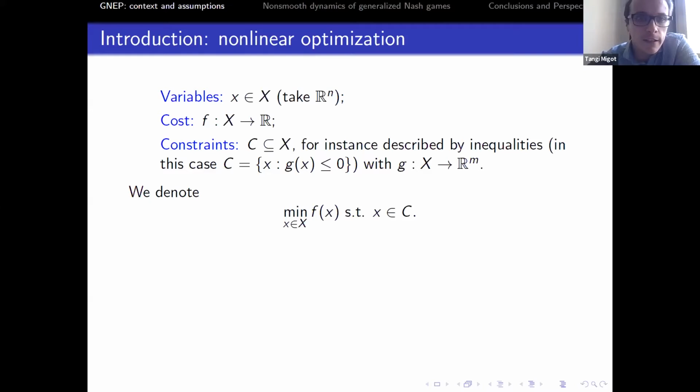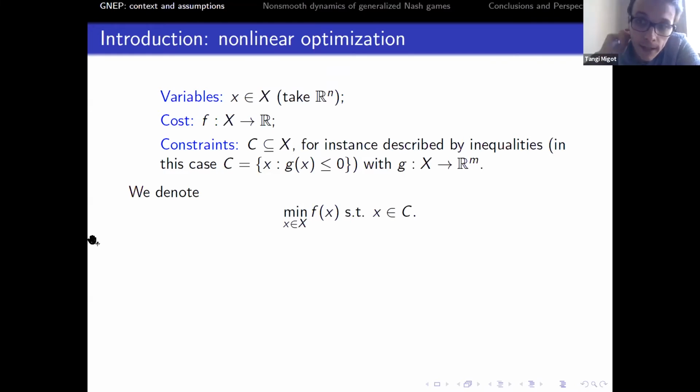Perfect. So, a very basic beginning. Let's say we are interested in a nonlinear optimization problem, which means I have a variable x that will live in some nice space, so let's say R^n or a Hilbert space. And you have a cost function, a set of constraints, and you want to minimize this function f over C. During all my talk, I will try to keep C as general as possible, but you can think about some set described by inequalities.